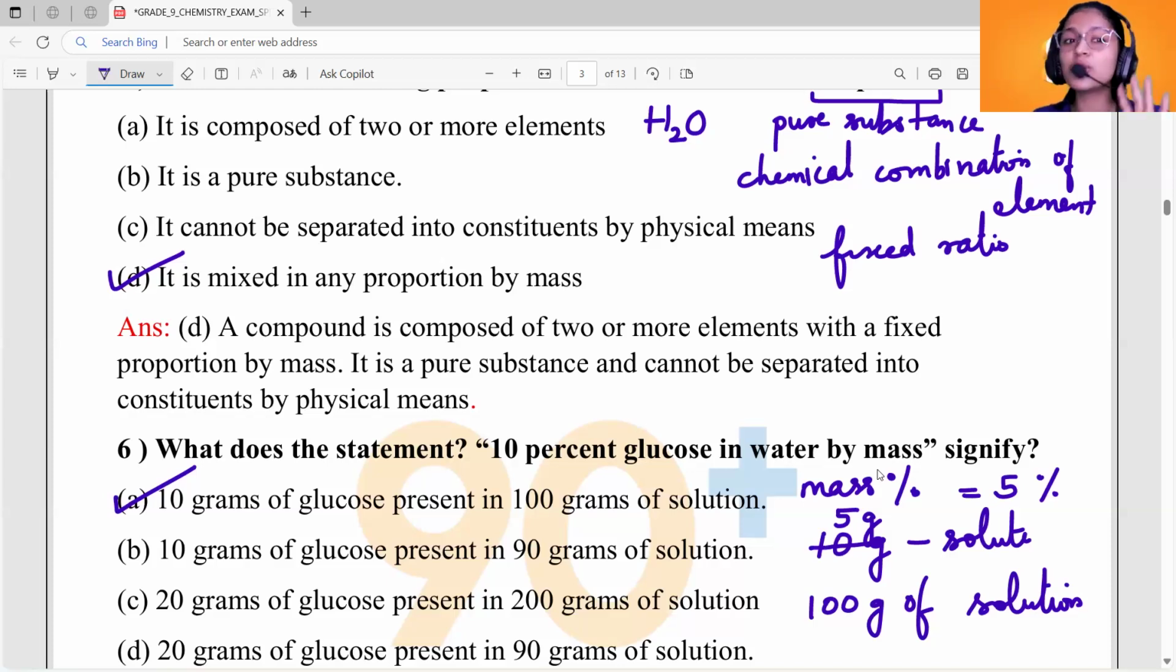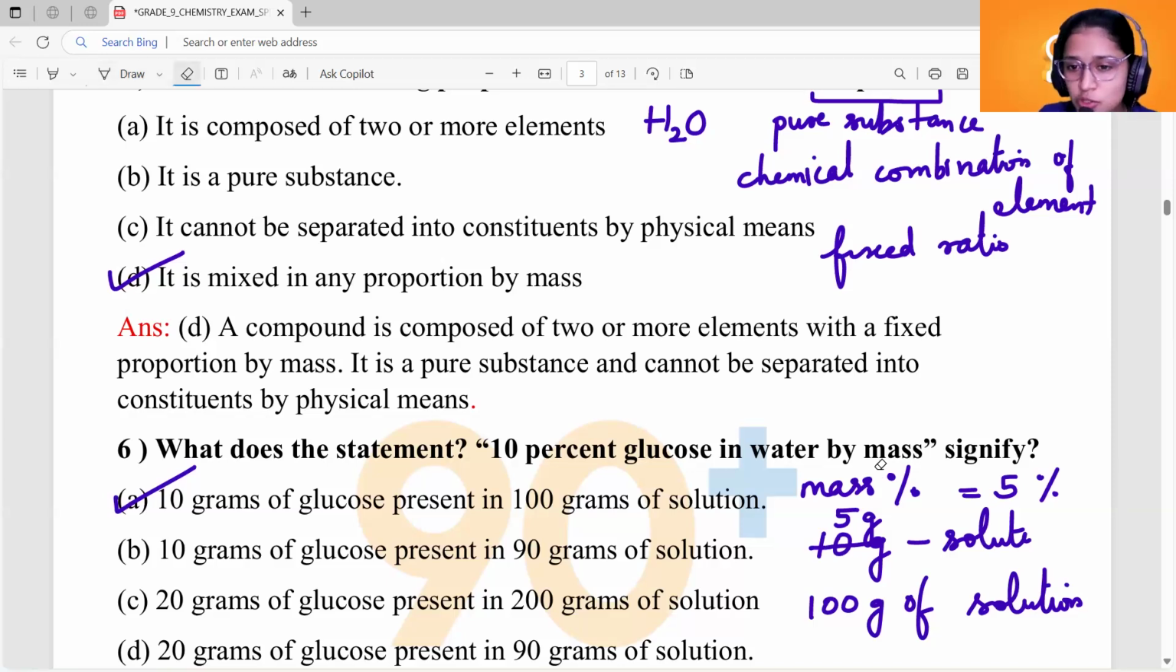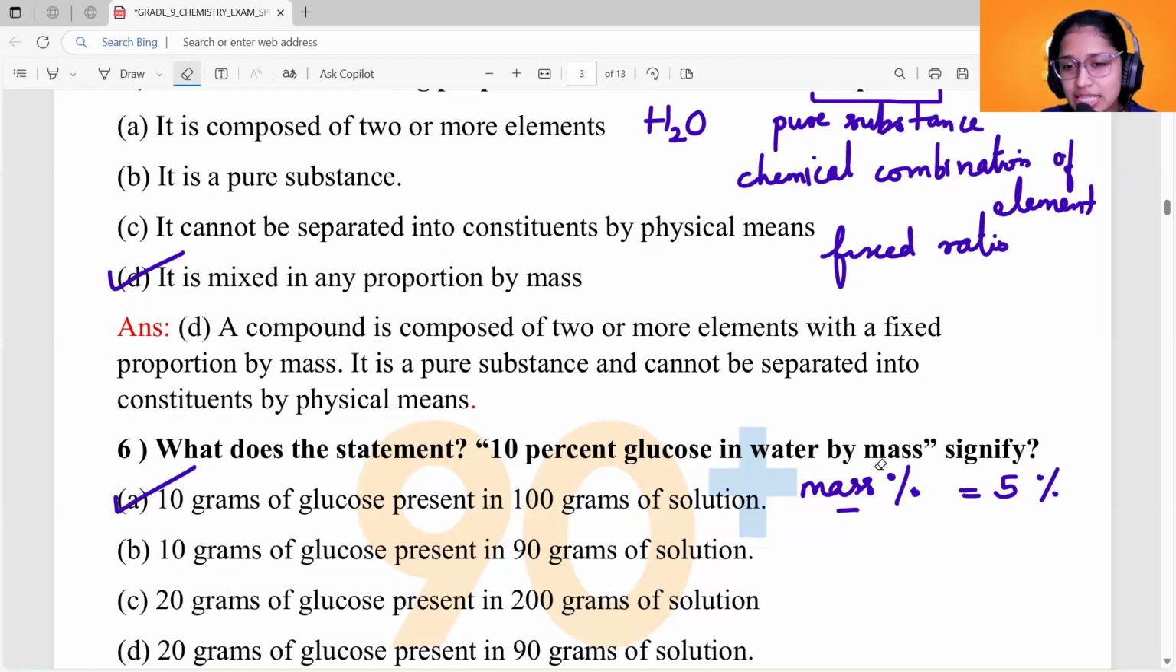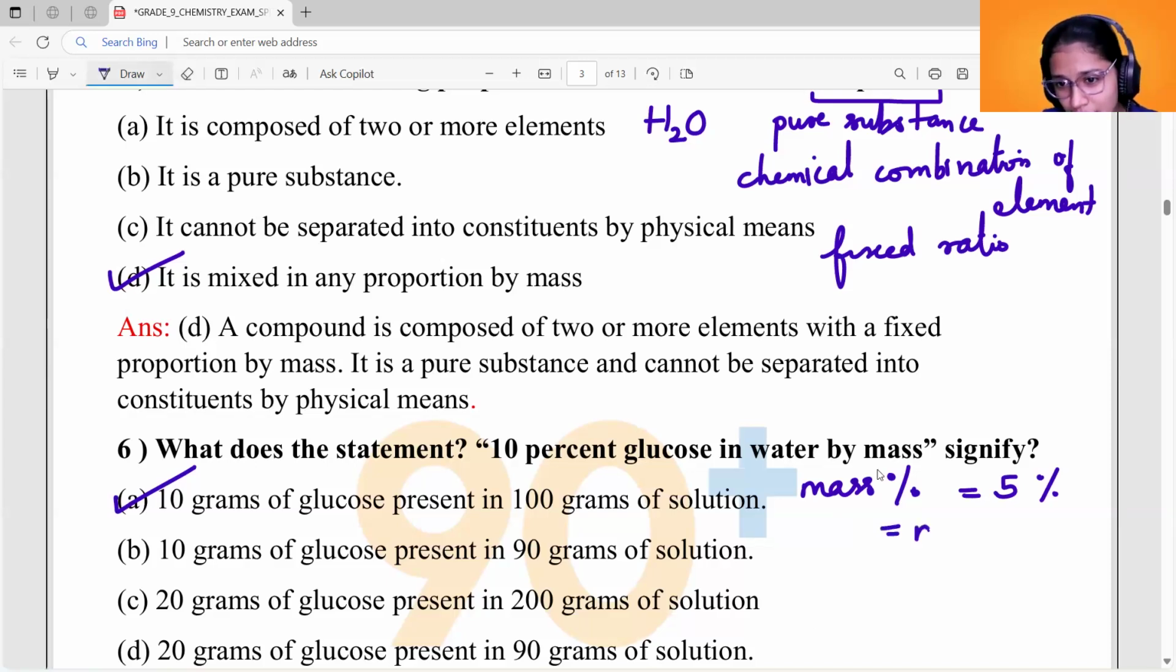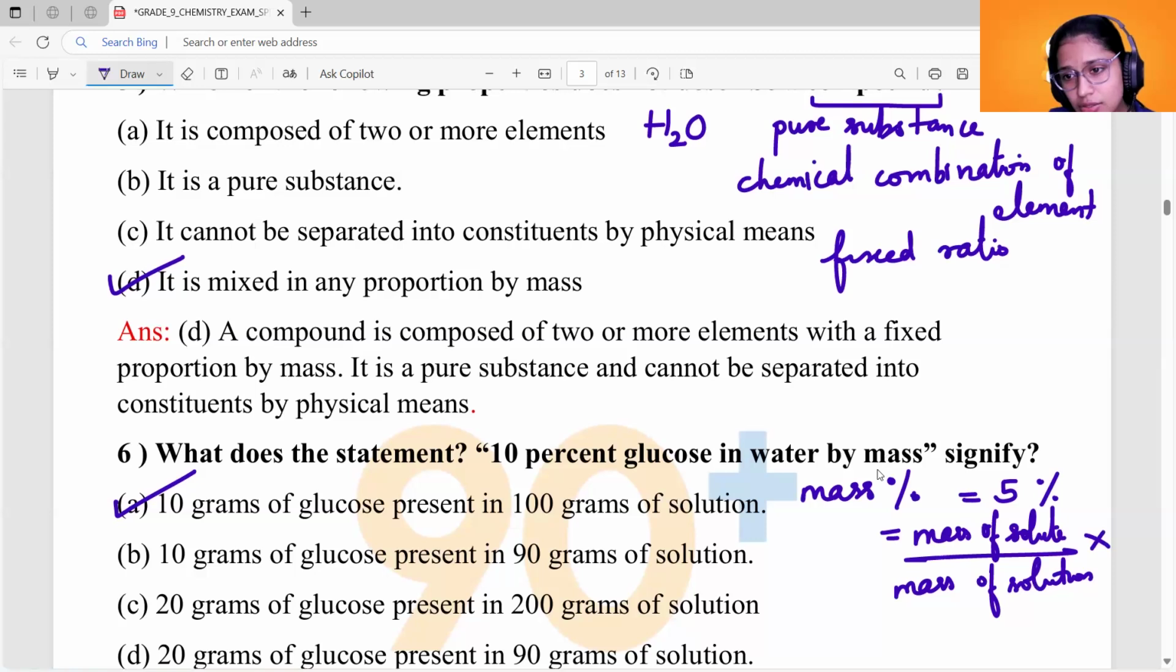Now let us solve it using the formula that we know. What is the formula of mass percentage? Mass percentage is equal to mass of solute divided by mass of solution, into 100. Okay, so this is the formula of our mass percentage.